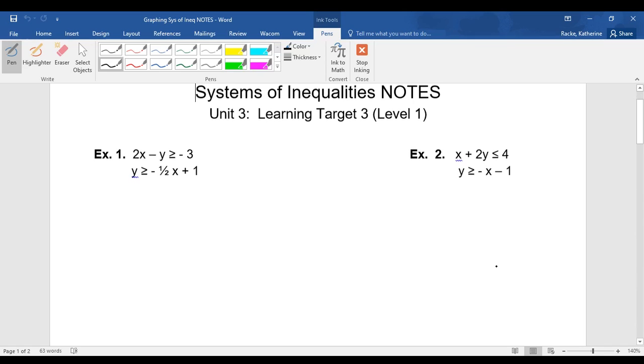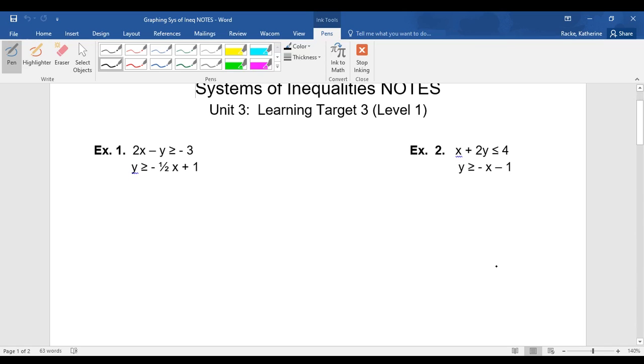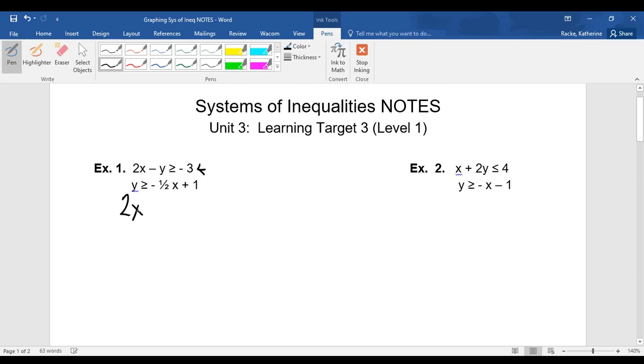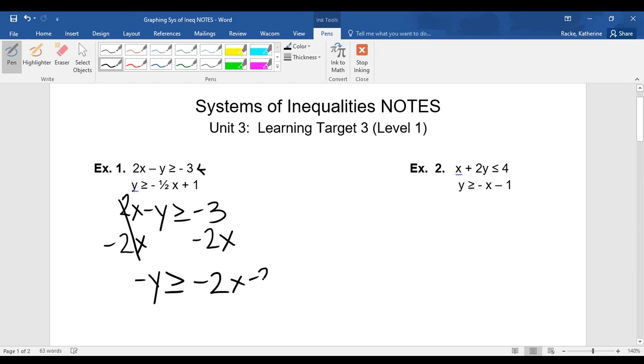So now we're doing two inequalities and we will be graphing them both. So we obviously need to start with this first one here and get y by itself. So I'm going to start by subtracting 2x from both sides. I get negative y is greater than or equal to negative 2x minus 3.